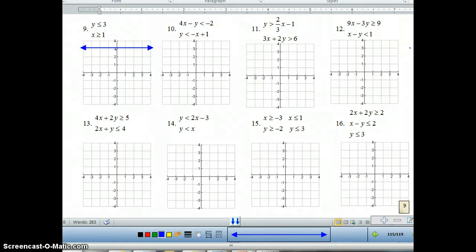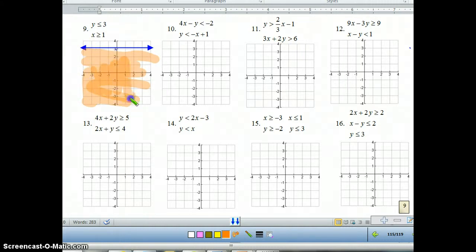You should have noticed in the words in the Canvas page that I wanted you to make sure and shade after you draw each line. So I made the line, and now I'm going to shade. Which way is less than? Since it's in slope-intercept form, that's nice and easy. Less than is down. Okay, like that.